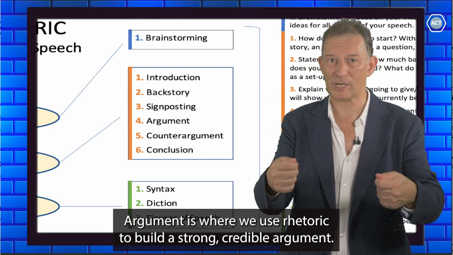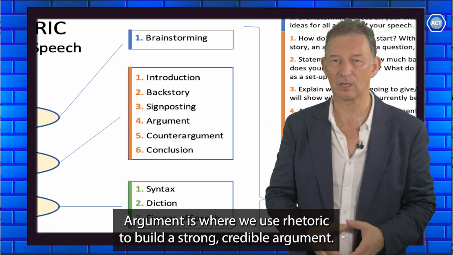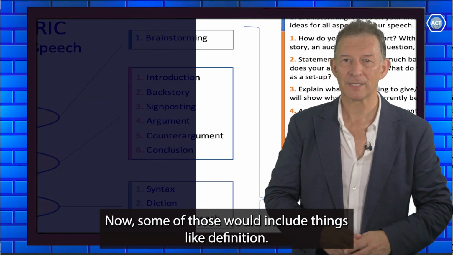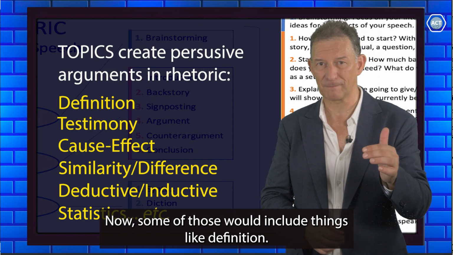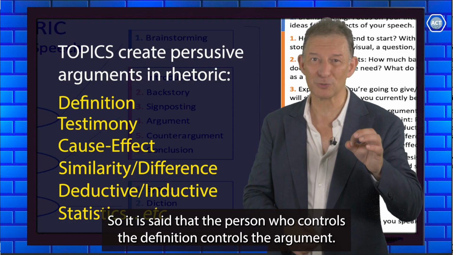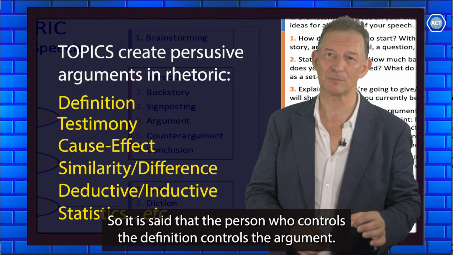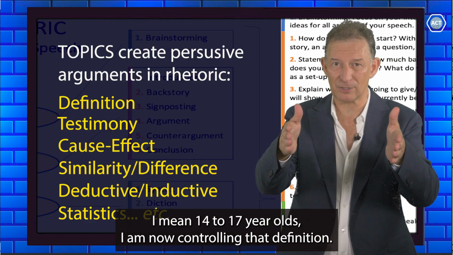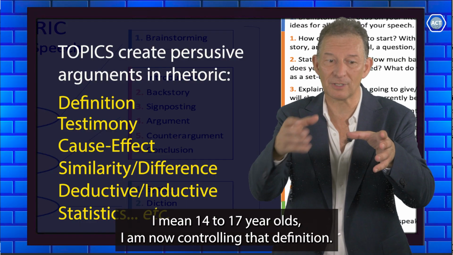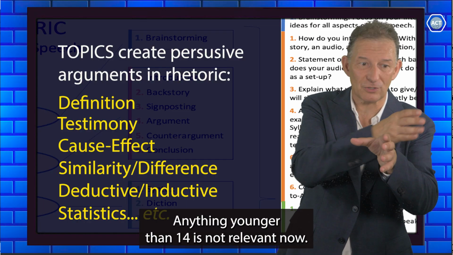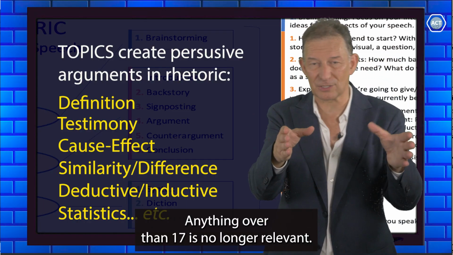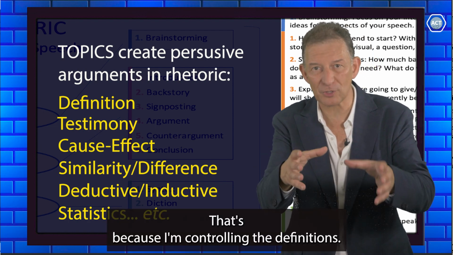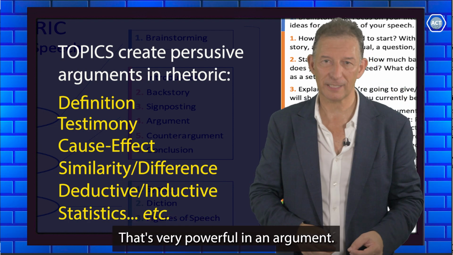Argument is where we use rhetoric to build a strong, credible argument. And in rhetoric, the elements that make up a strong argument are called topics. Now, some of those would include things like definition. So it is said that the person who controls the definition controls the argument. So if I was talking about youths, and I said by youths, I mean 14 to 17-year-olds, I am now controlling that definition. Anything younger than 14 is not relevant now. Anything over 17 is no longer relevant. So only what I have defined as being youths. That's because I'm controlling the definitions. That's very powerful in an argument.